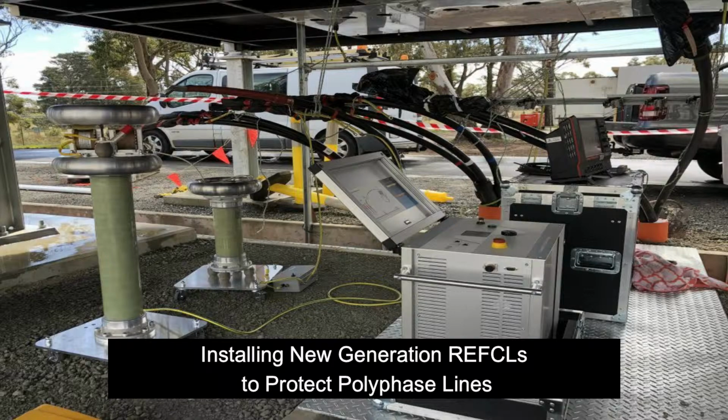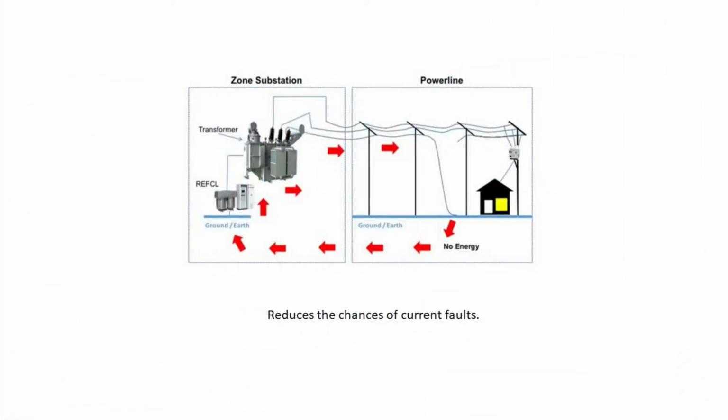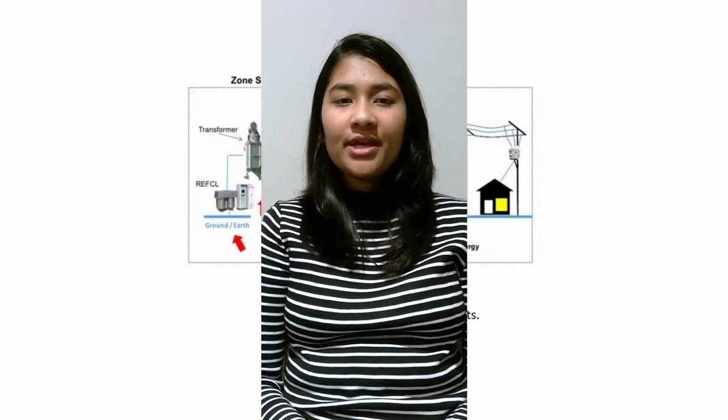Third, installing new generation reclosers to protect polyphase lines. It reduces the chances of fault currents when a phase-to-earth fault occurs, and not a phase-to-phase fault, in polyphase lines only.